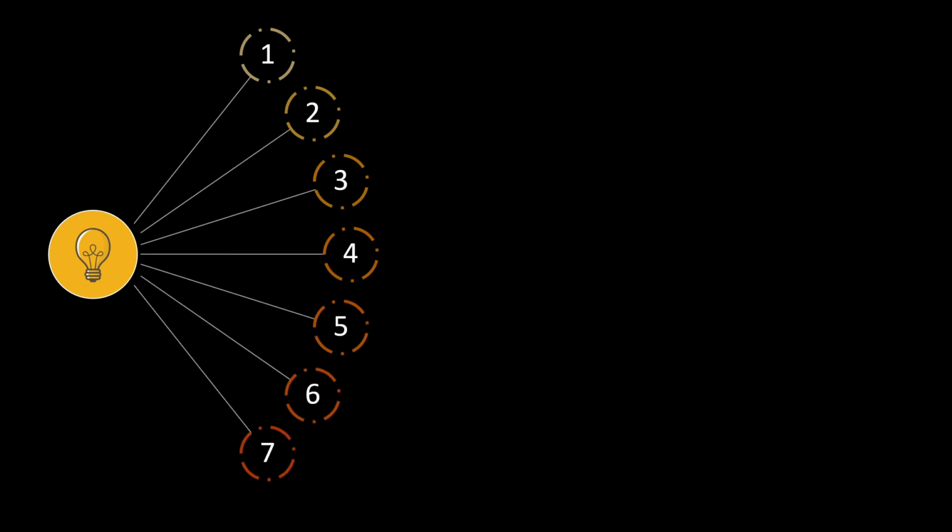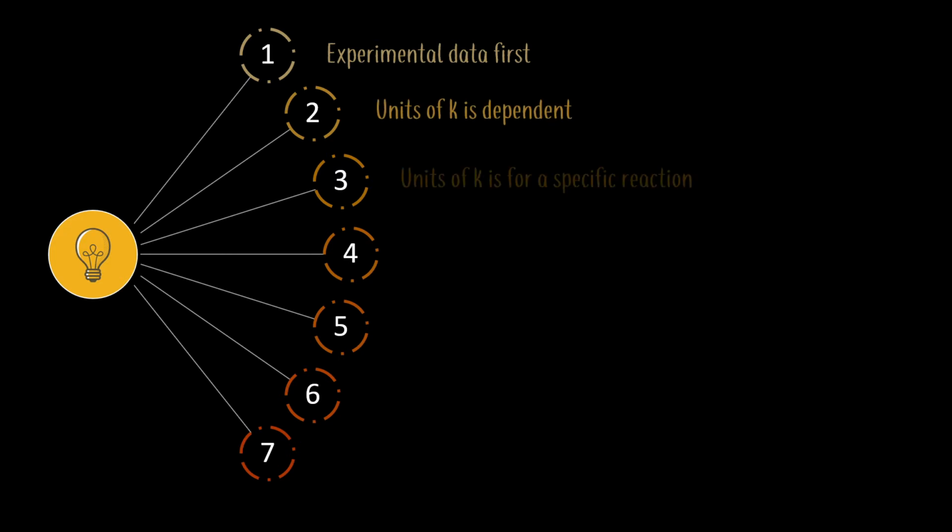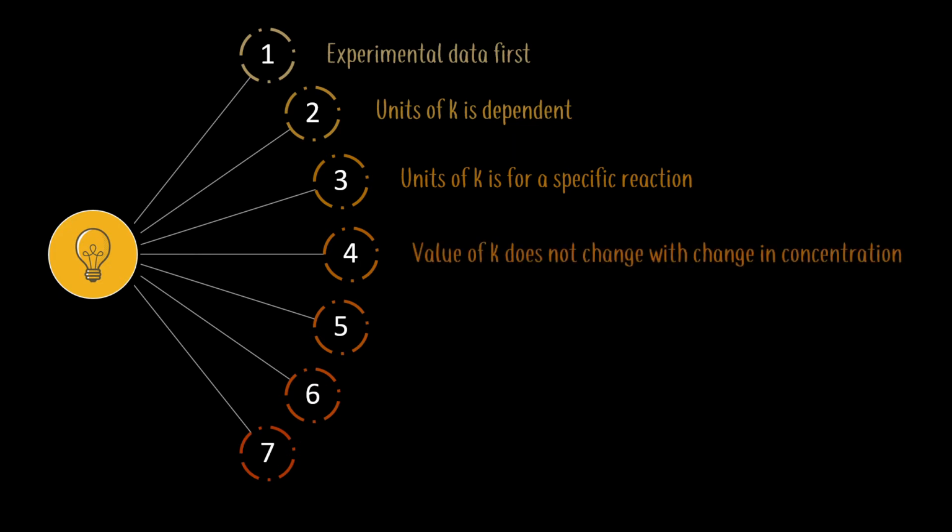Important points about k. Number 1. Experimental data must first be used to determine the reaction orders and then the values of k for the reaction at appropriate conditions. Number 2. The unit of k is dependent on the overall order of the reaction. Number 3. The unit for k is specific to a reaction and depends on the overall order of the reaction. Number 4. The value of k does not change with a change in concentration of either reactants or products.